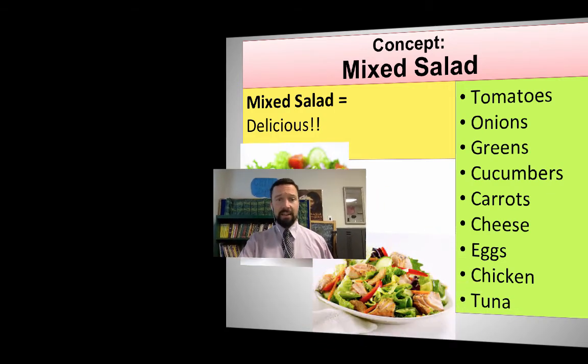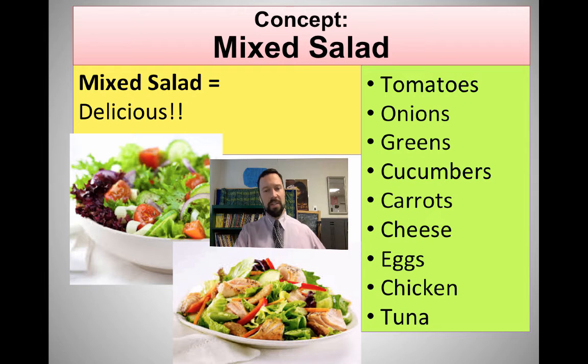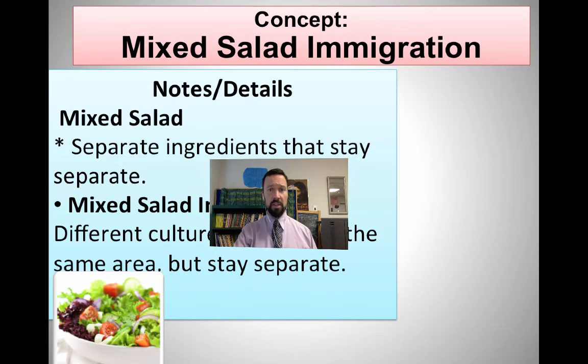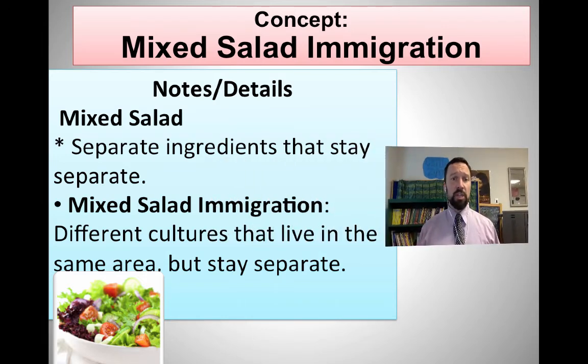Now, mixed salad, again, don't take notes on this. We know what's in a really good salad. You have all different ingredients, onions, cucumbers, carrots, lettuce, chicken, eggs, whatever you want to throw in there, some yummy salad dressing. Same idea with mixed salad immigration: there are separate ingredients that stay separate, right? So mixed salad immigration basically means there are different cultures that live in the same area, but they stay separate. That's like a salad, right? You might be all in the same bowl, but you're not actually getting blended together. Everything's staying a little bit separate, even though it's all part of the same dish.